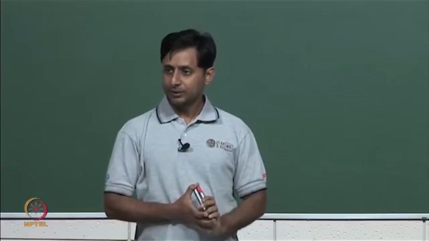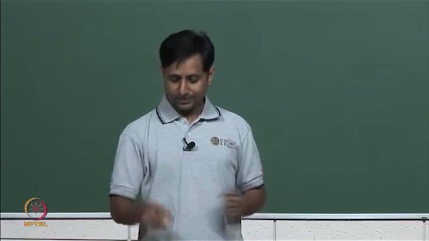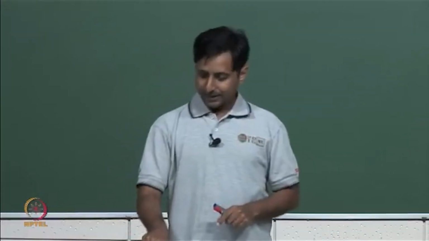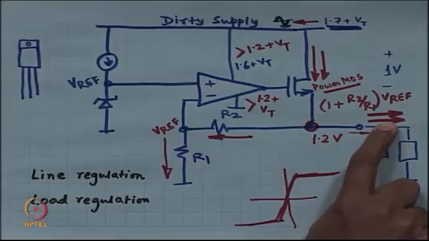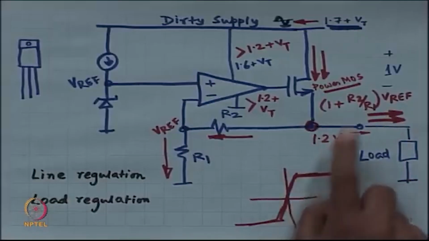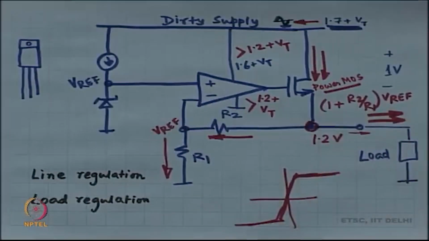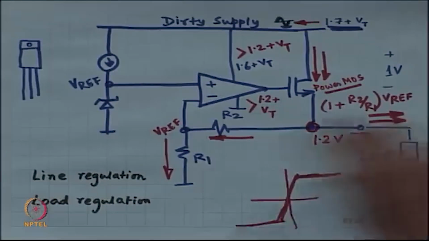All right. So far so good. I was drawing 50 milliamperes at 1.2 volt. What is the power delivered to the load? 50 milliamperes times 1.2 volt is the power delivered to the load. 60 milliwatts is the power delivered to the load.